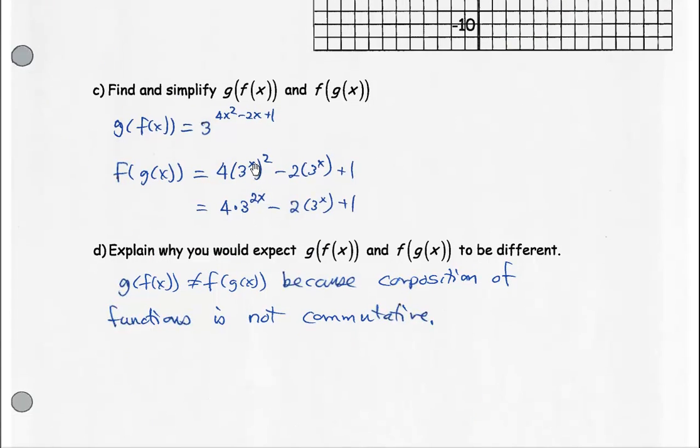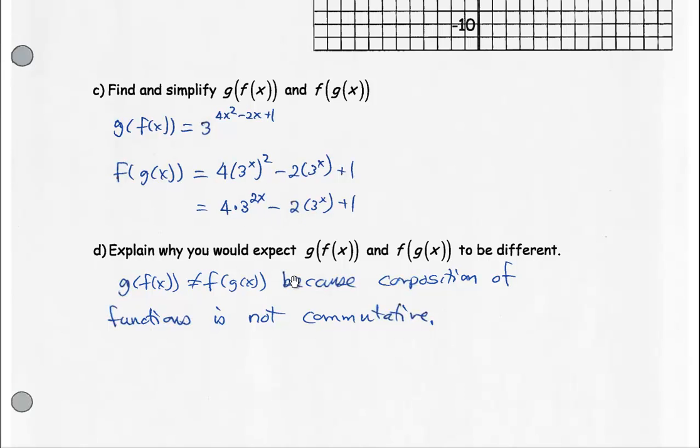Now, we can simplify this. Remember, power of power, you multiply the exponents. So that'd be 3 to the power of x times 2 is 2x. Remember, that's not 12 to the 2x. The 4 is not raised to that power at all. So it's just 4 times 3 to the 2x minus 2 times 3 to the x plus 1. So that's f of g of x.